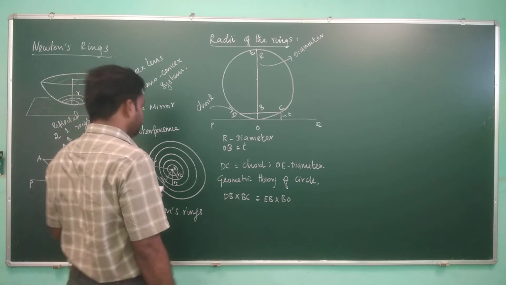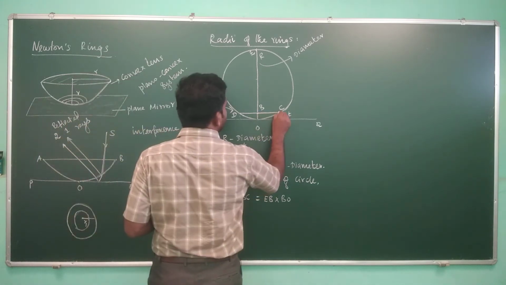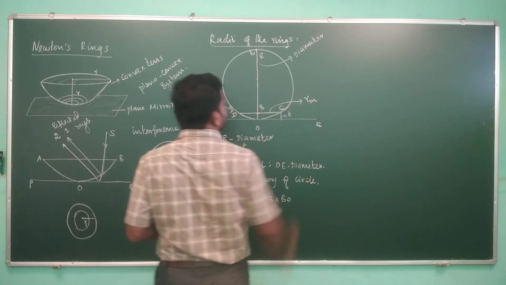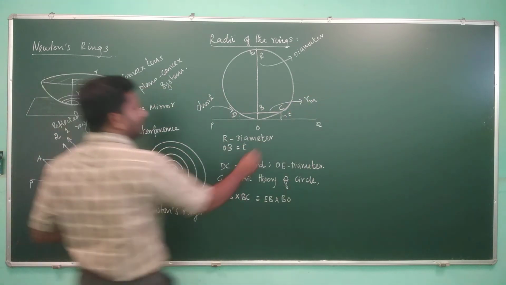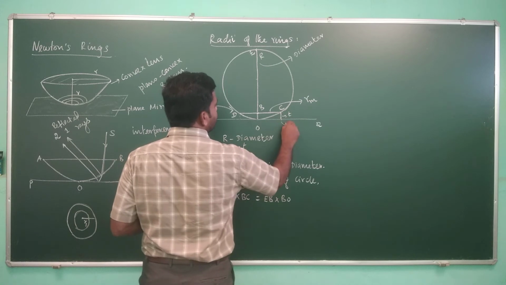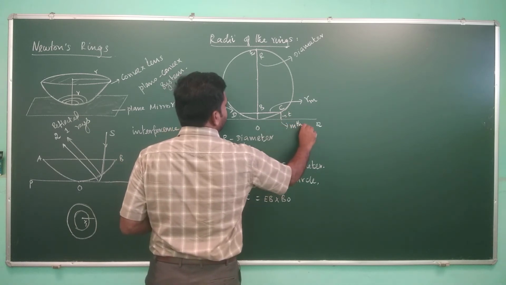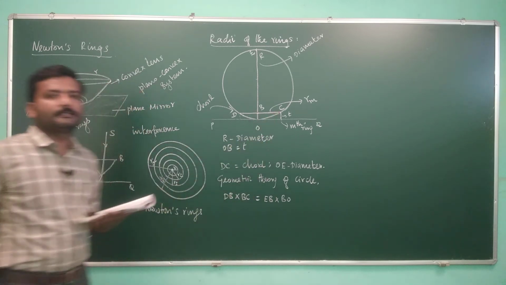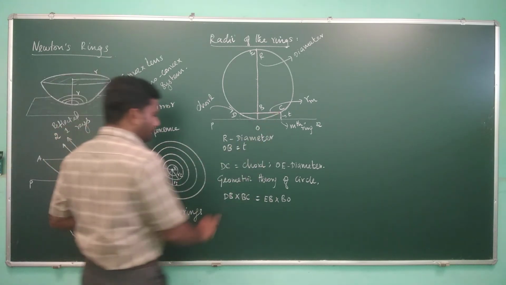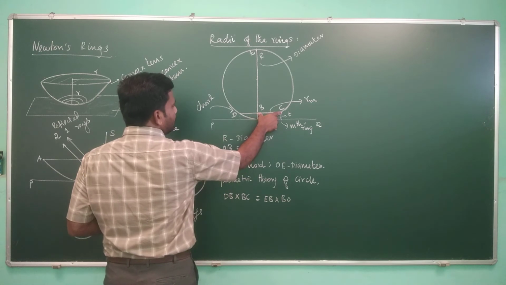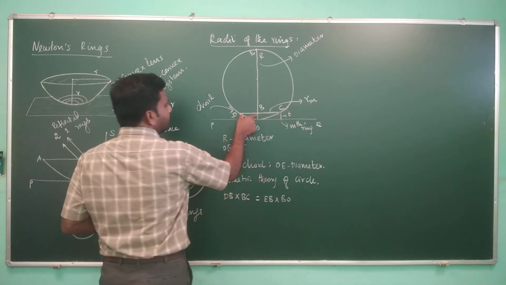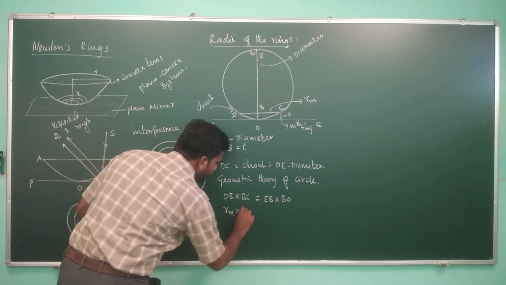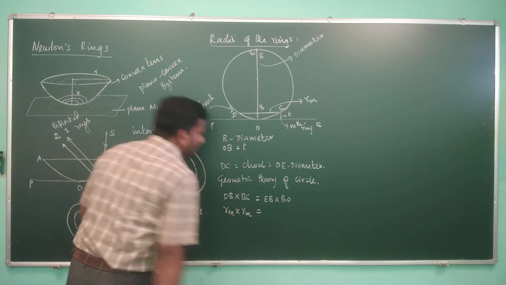Now, this length is what? This length will be the radius of the mth ring, right? We said this is the thickness for the mth ring. If this is the case, then this is the radius for the mth ring, which we define as Rm. In that case, this is also equal to Rm. So on this side DB equals Rm, multiplied by BC, which is also equal to Rm.